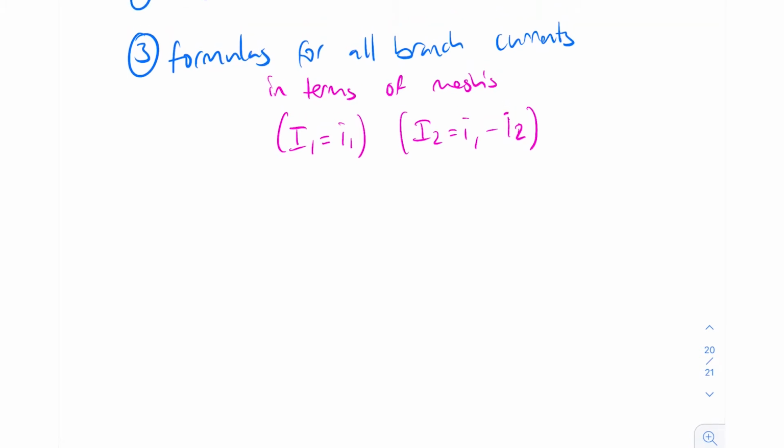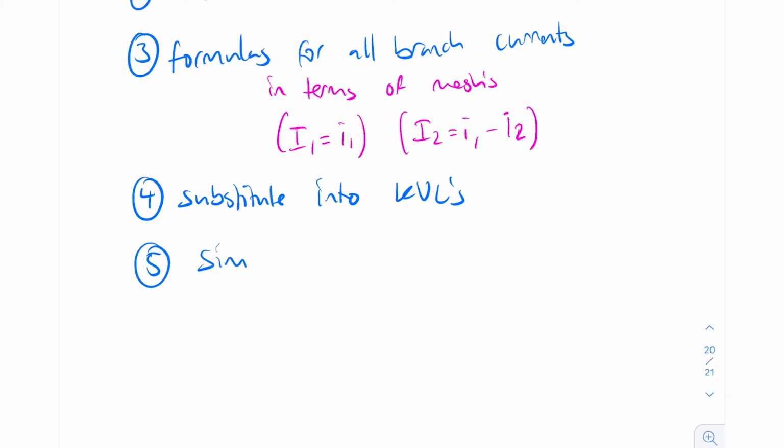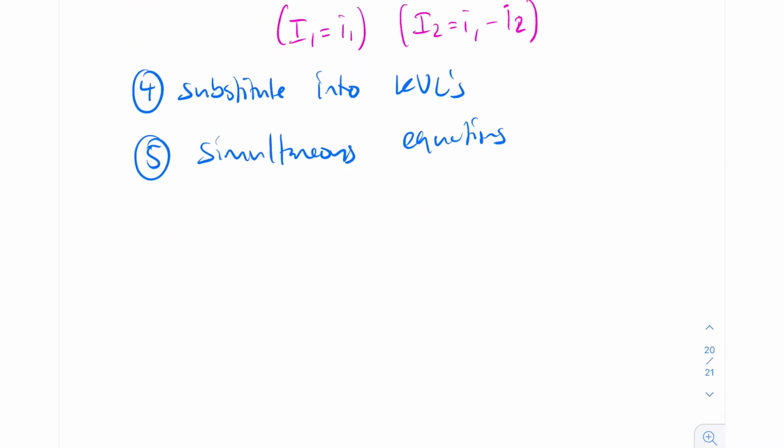Once you've done the formulas for the branch currents, then you're going to do the substitution into the KVLs. So substitute into KVLs. Then after that, you're going to do the lovely simultaneous equations. If you're a first year and you haven't brushed up on simultaneous equations, you have to. That's what you're going to be doing your entire first year, simultaneous equations.